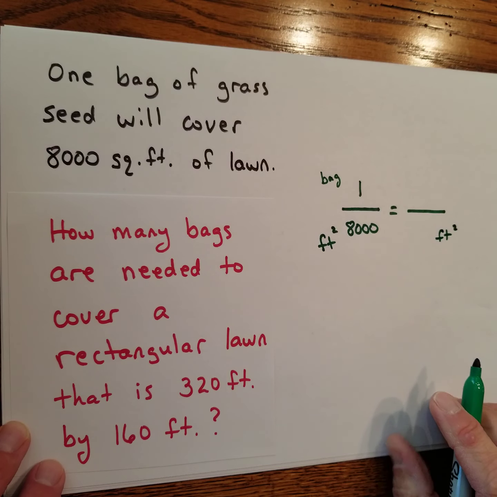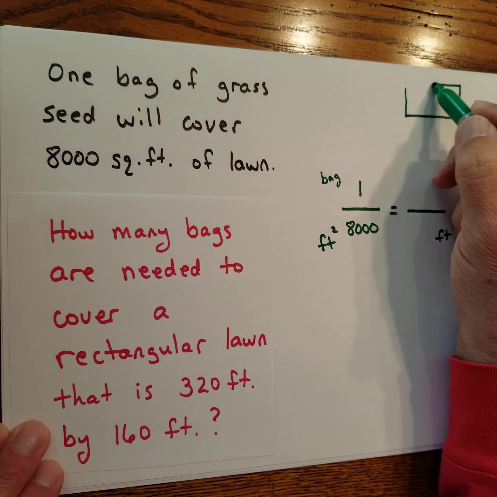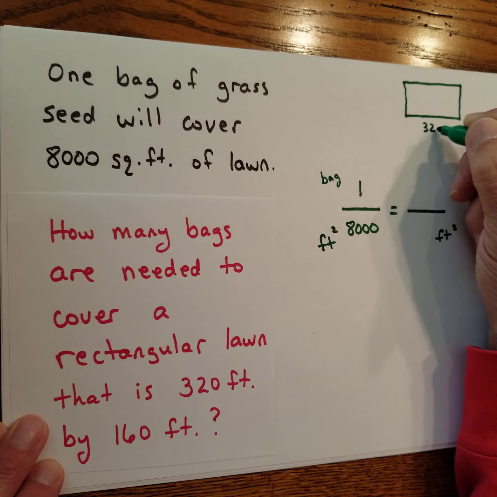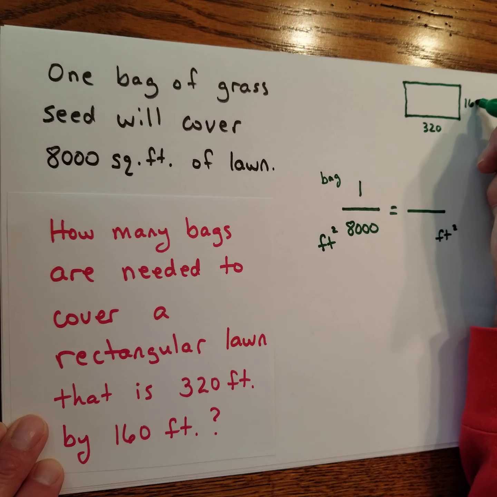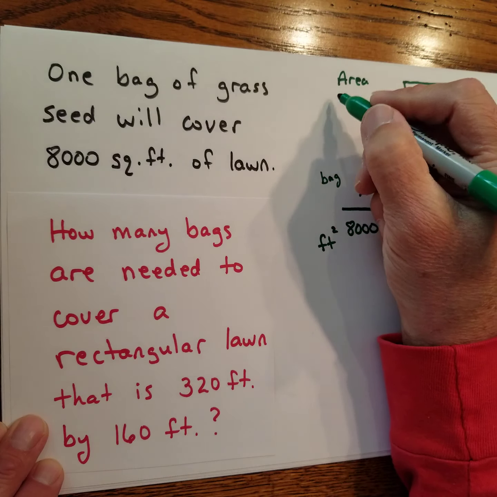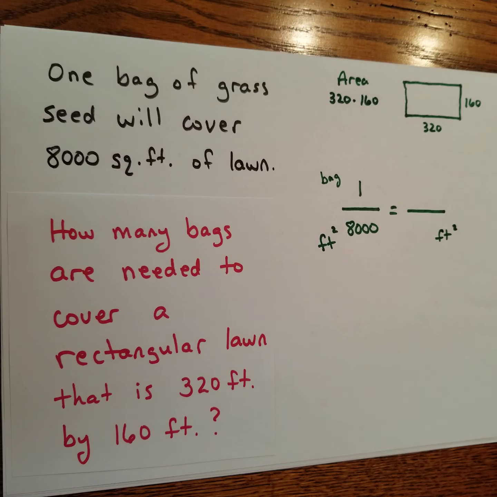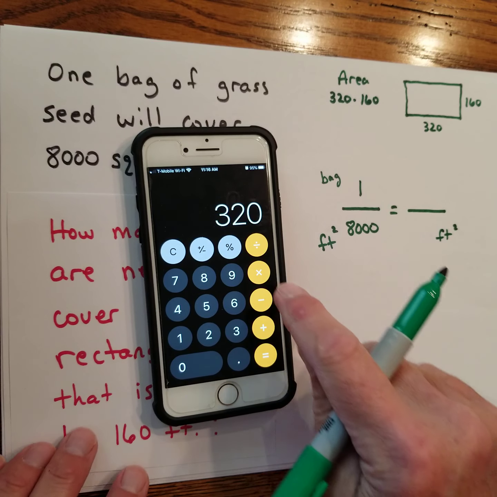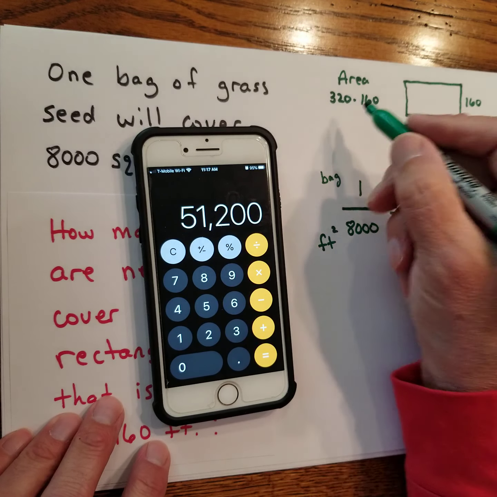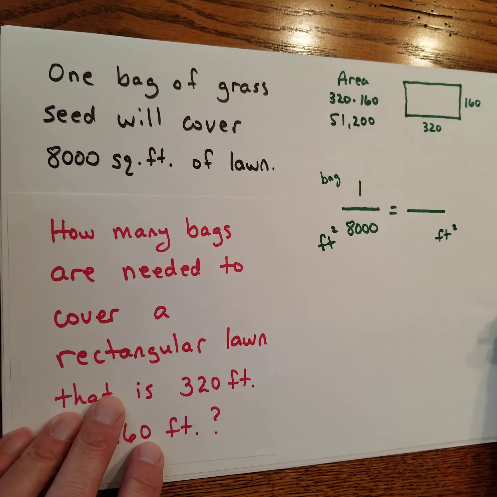How do I get square feet? Well, let's come up here on scrap paper. And if my rectangular lawn is 320 feet by 160 feet, could I compute the area of that lawn by multiplying 320 by 160? 320 times 160 is 51,200. All right, now what do I do with that?